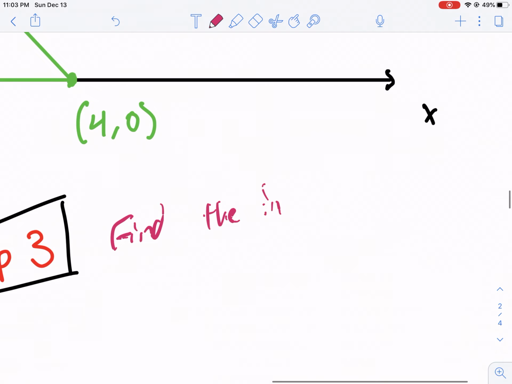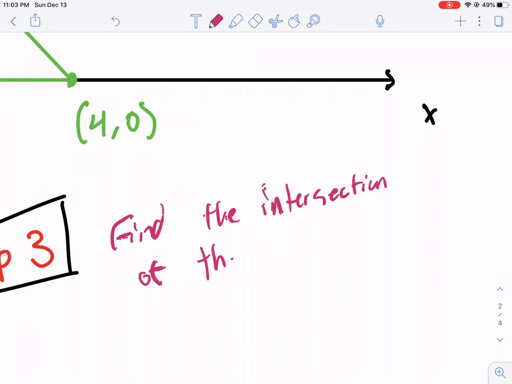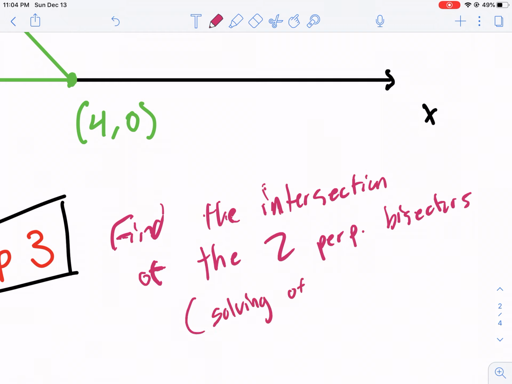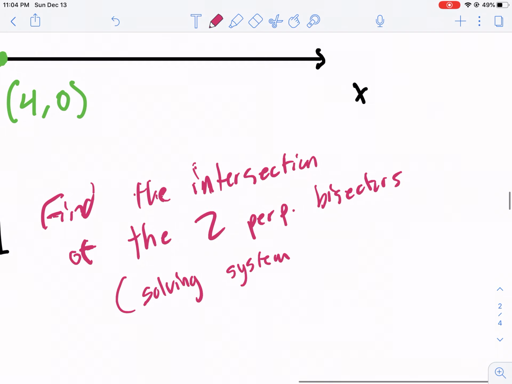Step 3 is we need to find the intersection of the two perpendicular bisectors. Usually that involves solving a system of equations. Again, this could be very complex with certain problems, solving a system of equations, but with right triangles, it's very easy.